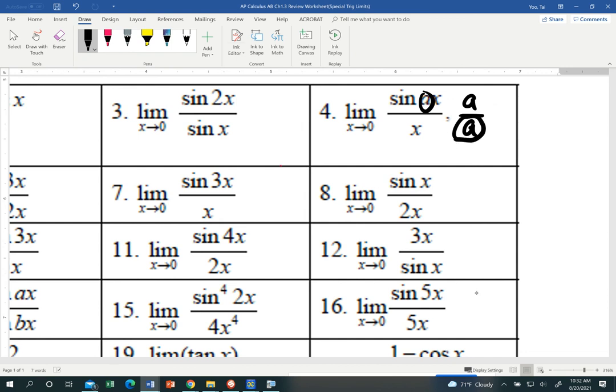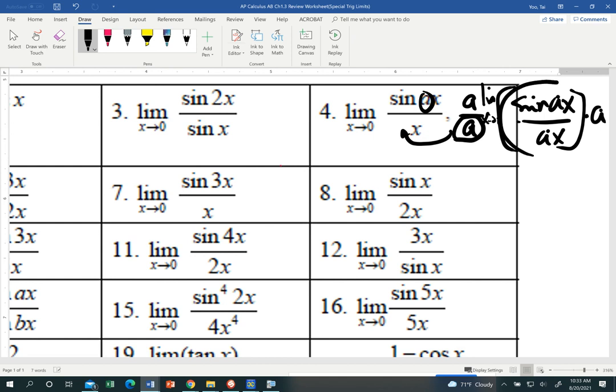You're moving this AX over here. So this is sine AX over AX, and then times A outside. It doesn't matter where you put A. You can put it in front or behind, but don't forget to put limit in front of it. I was just lazy to write down the limit. So what is sine AX over AX? 1. So what is your final answer? A. Very good.